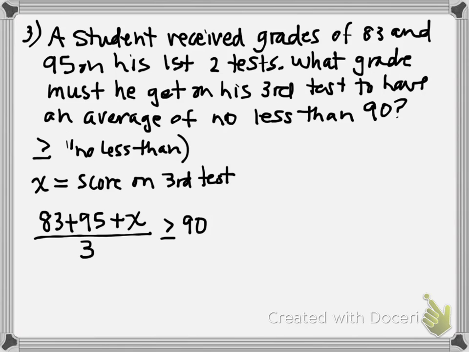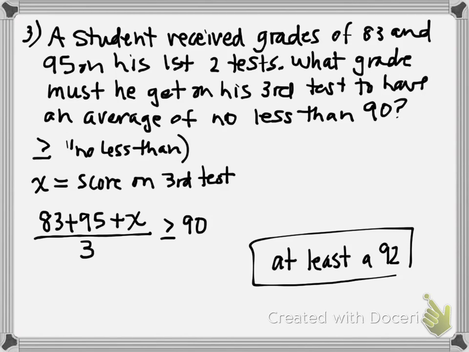Okay. I'm going to tell you to solve this out, and I want you to finish that, but I'm going to give you the answer. The answer would be at least a 92. So if they score a 92 or greater, then they will get that 90%.